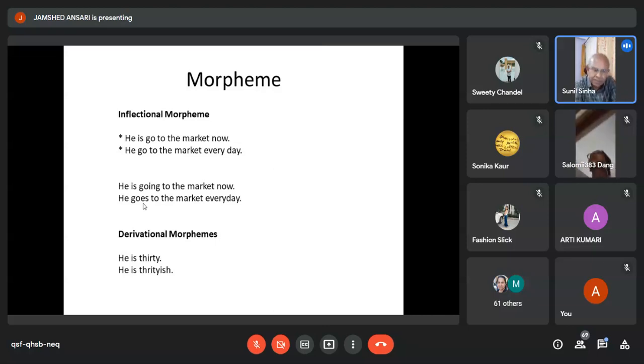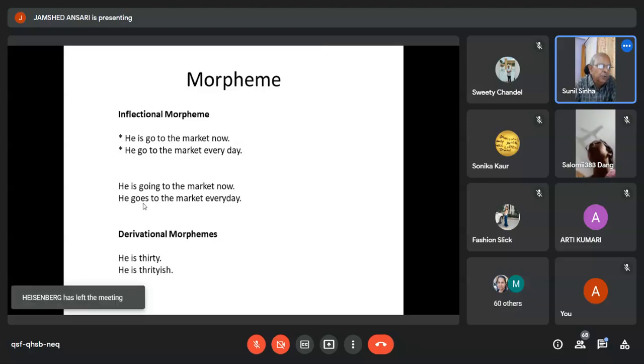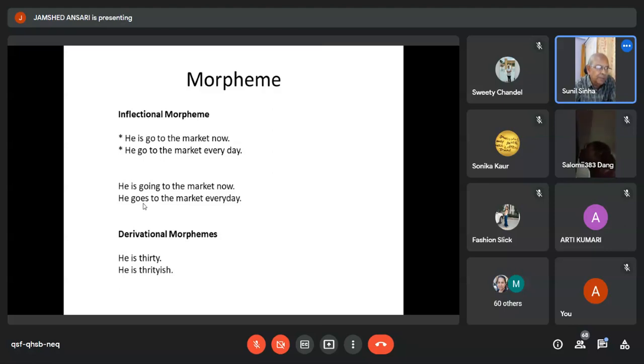So remember this, a sentence may be meaningful, but it may be ungrammatical. To make that sentence grammatical, we have to add a morpheme to go. ing is a morpheme and es is also a morpheme. So look here. When we add a morpheme to a free morpheme to make the sentence grammatical, then that morpheme is called an inflectional morpheme. An inflectional morpheme is needed for making the sentence grammatical. This will be clear when we come to the concept of derivational morpheme.